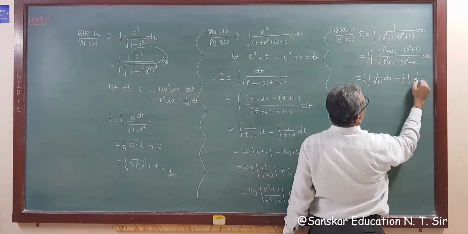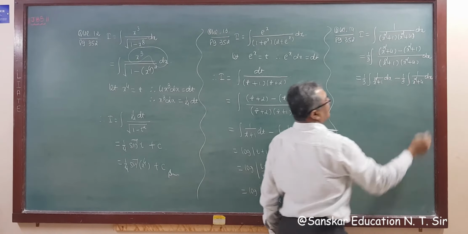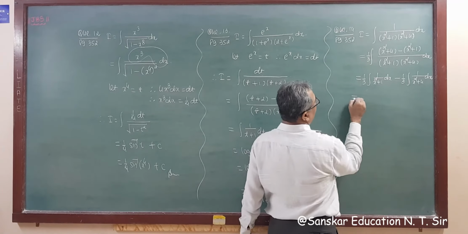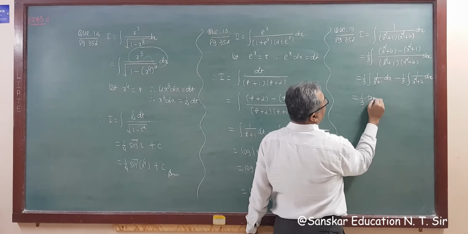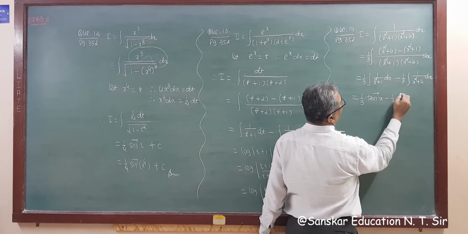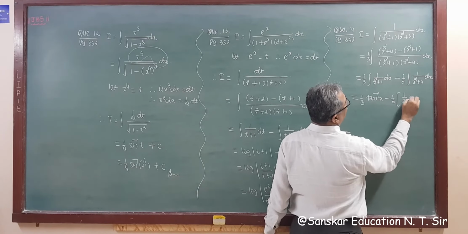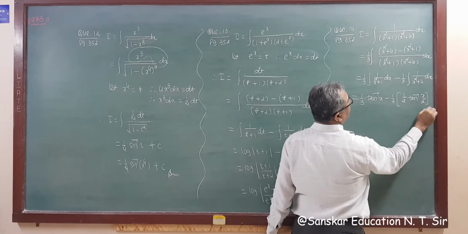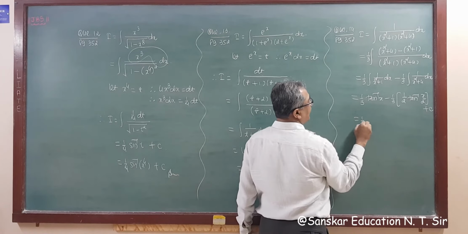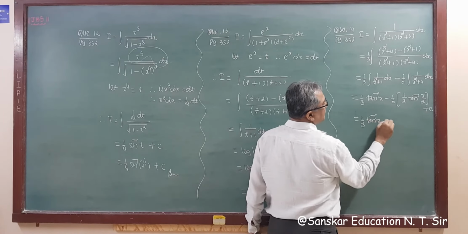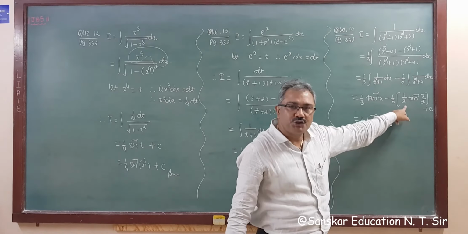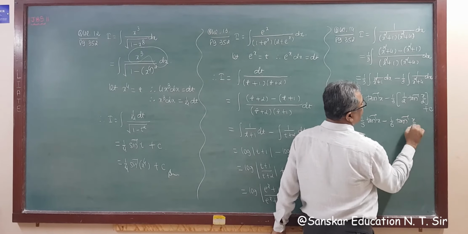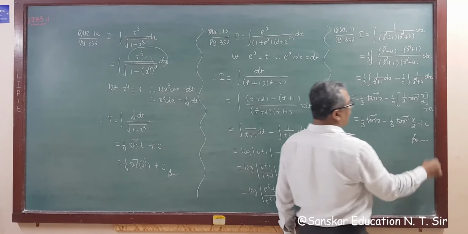So the answer is 1 upon x square plus 4 dx. This is the standard formula of 1 upon x square plus a square, that is the tan inverse formula. Applying this formula, 1 upon 3 tan inverse x minus 1 upon 3, this is 1 upon a, a is 2, tan inverse x upon a, a is 2, plus c. So the answer will be 1 upon 3 tan inverse x minus 1 upon 3 into 2, that is 1 upon 6 tan inverse x by 2 plus c. So this is your final answer.